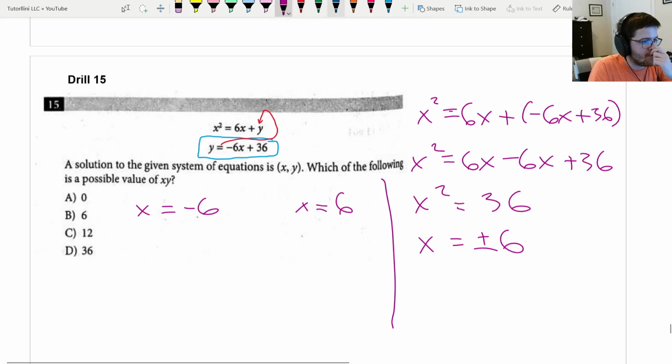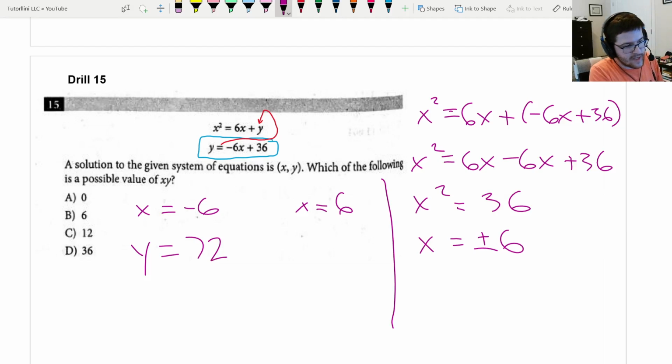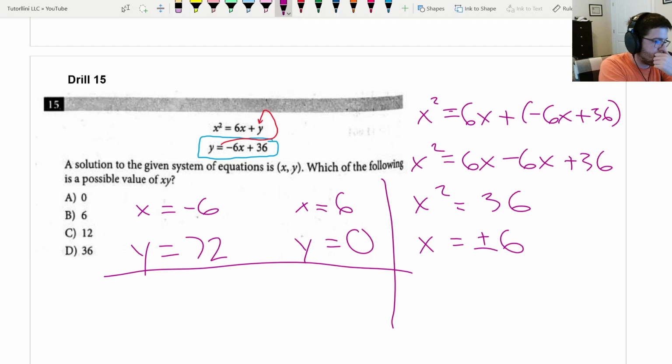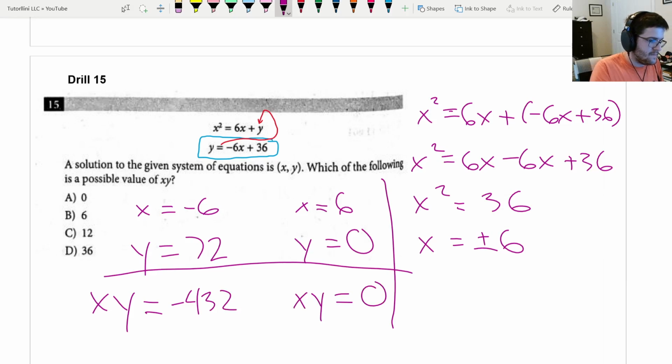We're going to plug those into our loner equation, which we were talking about before. Negative 6 times negative 6 is 36. 36 plus 36 is 72. 6 times negative 6 is negative 36. Negative 36 plus 36 is 0. Now it wants us to find x times y, so that's just multiplying them together. Negative 6 times 72 is negative 432, and 6 times 0 is just 0. Seems like the only one that we got is A.